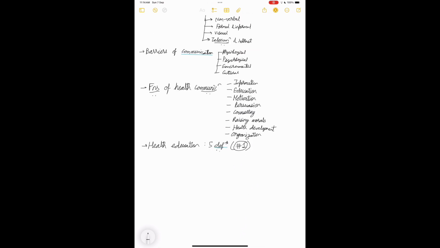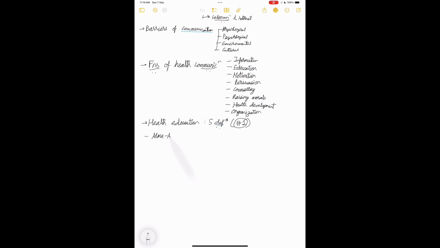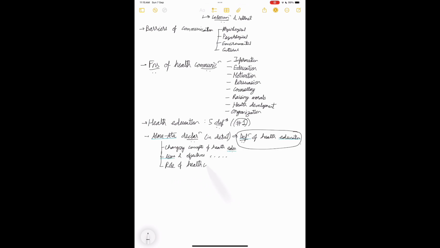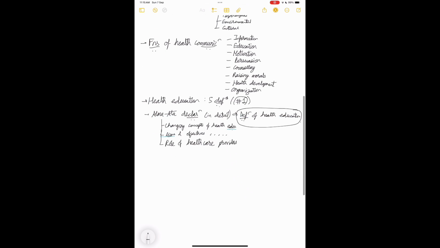Now coming to health education, there are 5 definitions listed here. Just remember the first one. There's another important definition under the Alma Ata Declaration of 1978. So it also deals with the changing concepts of health education, and it lists 4 aims and objectives of health education, and also the role of healthcare providers in ensuring health education as well.